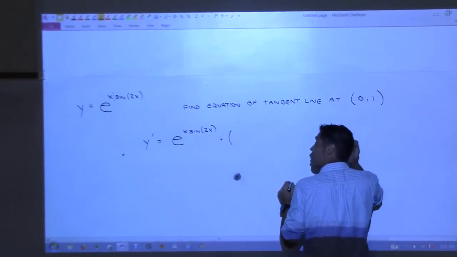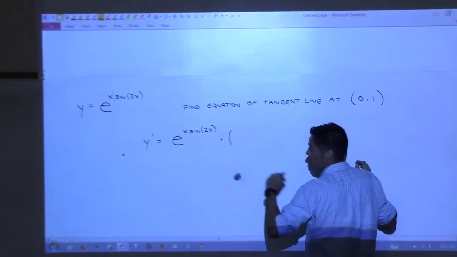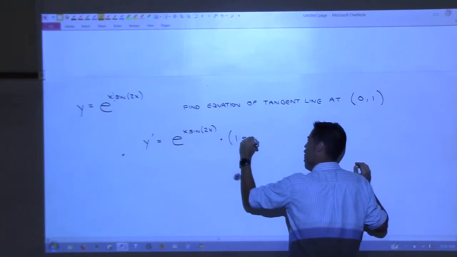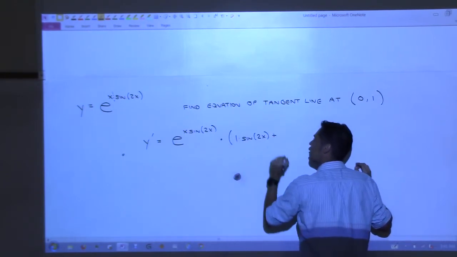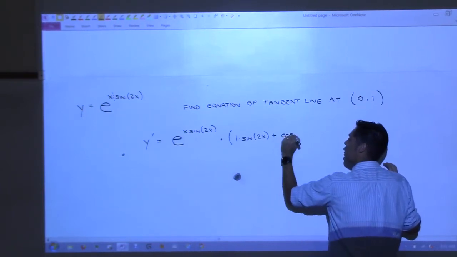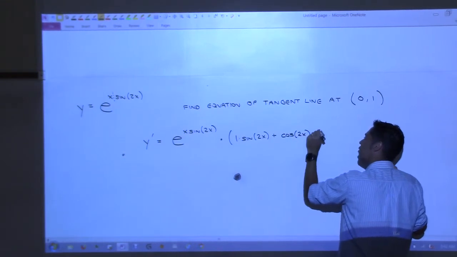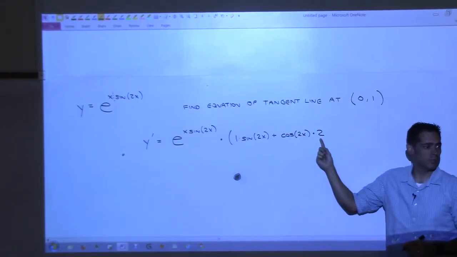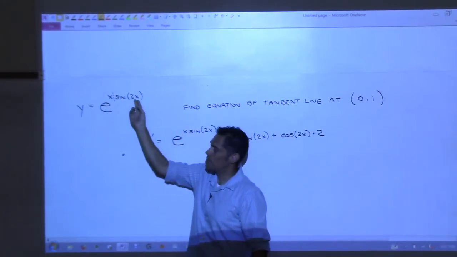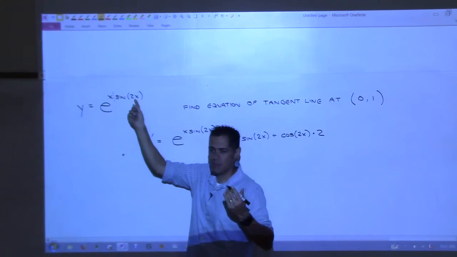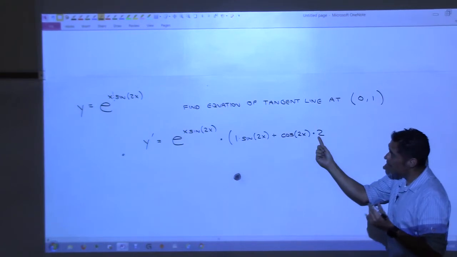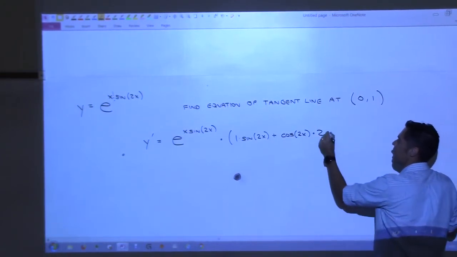So product rule says derivative of the first one times second plus derivative of the second one times the first. So derivative of the first one is 1 times sine 2x plus, now derivative of sine of 2x is cosine 2x times 2. Don't miss the 2. Where's that 2 coming from? Derivative of sine of something is cosine of it, but then you have to go inside and take derivative of 2x, which is 2. So that 2 is important. And then, what? I'm still not done. Times x.